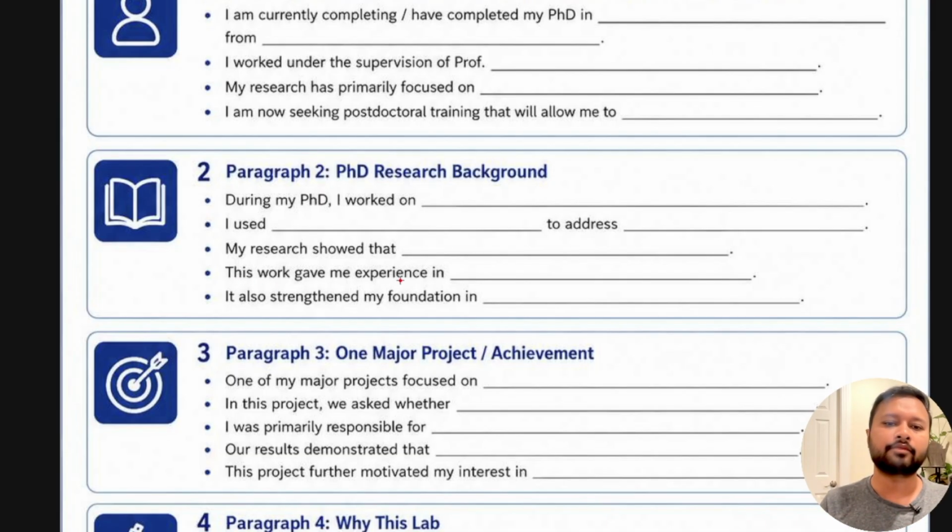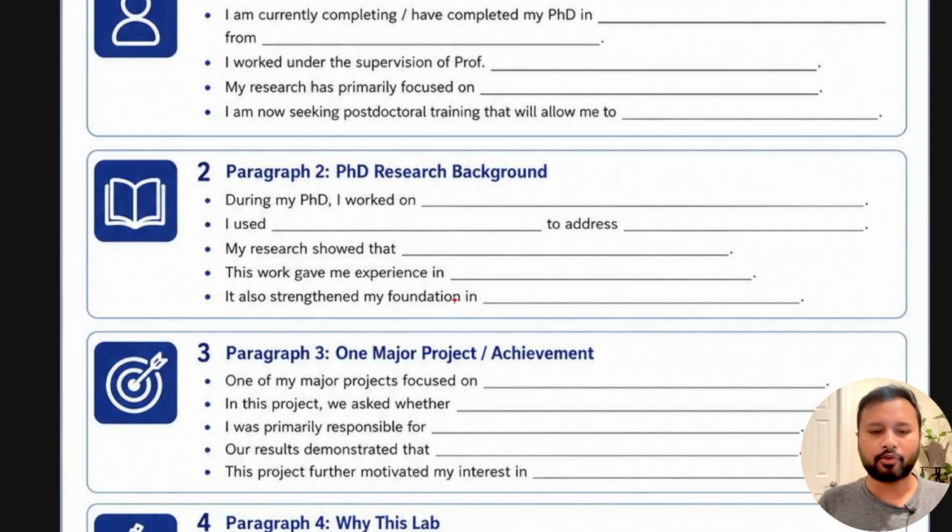And then, this work gave me experience in, so what experiences you got by doing that work. It also strengthened my foundation in, like, whatever things made you an expert after your PhD, or fields where you got more experience. So you can say, it also strengthened my foundation in, let's say, spectroscopy or anything.